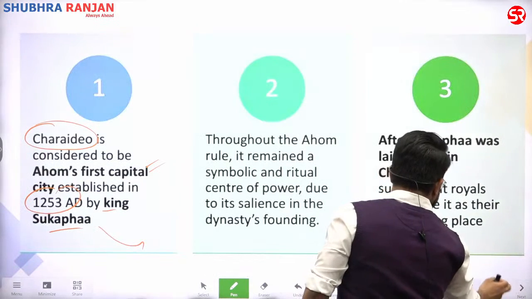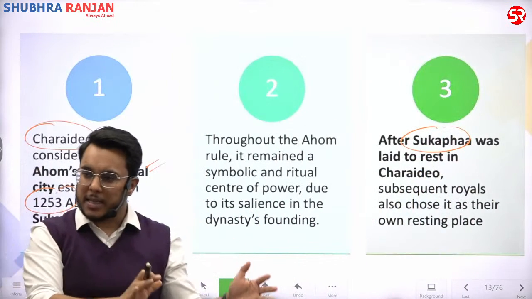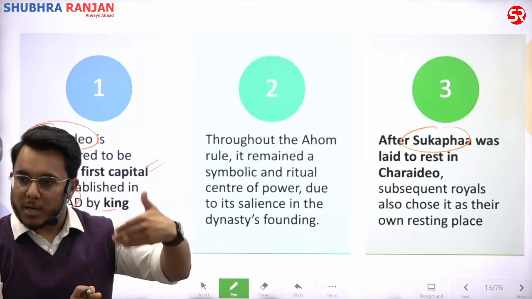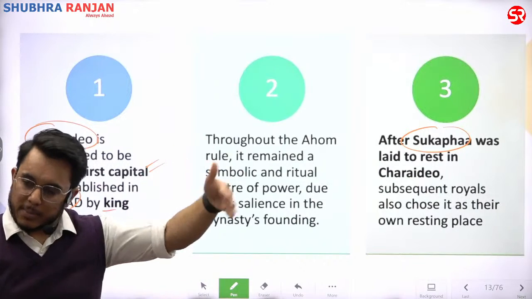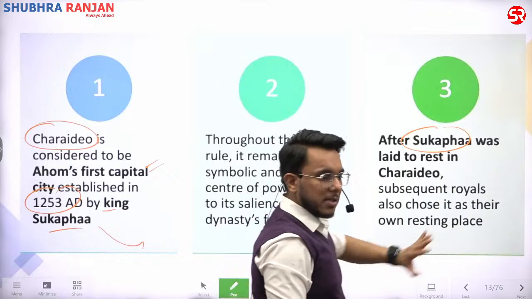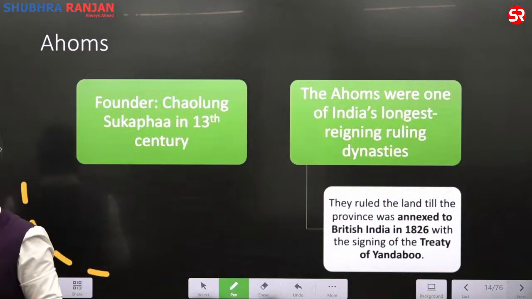Now further, the first king Sukhapha was laid to rest in the moidam of Charaideo, and following that precedent, the other members were also placed in these mounds, and since then that practice started. Is it clear or not?